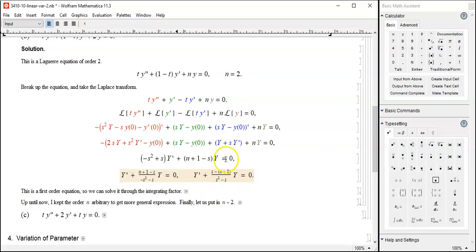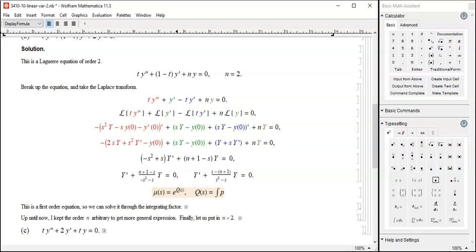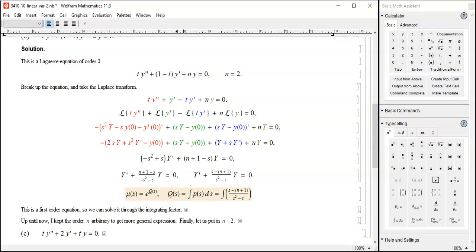Alright, and let's solve it using the method of integrating factor. What is the integrating factor? Does everybody recall? It's e to the q power, where q is the antiderivative of p of s. And what is p of s? It's this one over here. So you must calculate this integral first, and then take e to that expression, and that's the integrating factor.